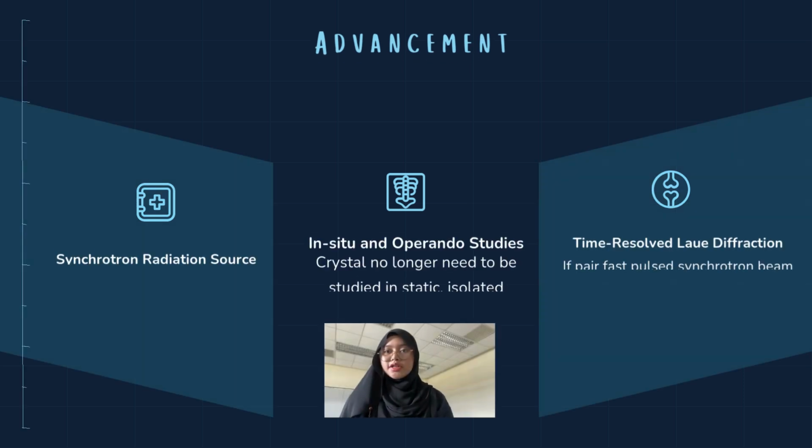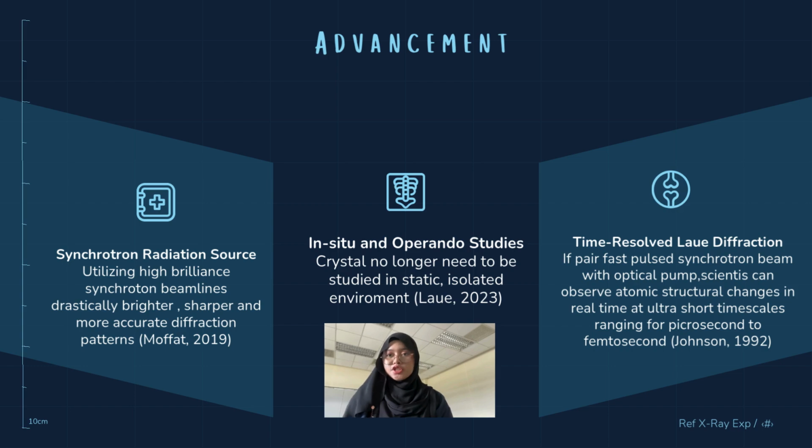Now, let's look at some recent advancements in X-ray diffraction technology. The first advancement is the use of synchrotron radiation sources. This source produces extremely bright and intense X-ray beams, resulting in sharper and more accurate diffraction patterns. The second advancement is the development of in situ and operando studies. This allows crystals to be examined under real operating conditions instead of an isolated laboratory, providing more realistic results.